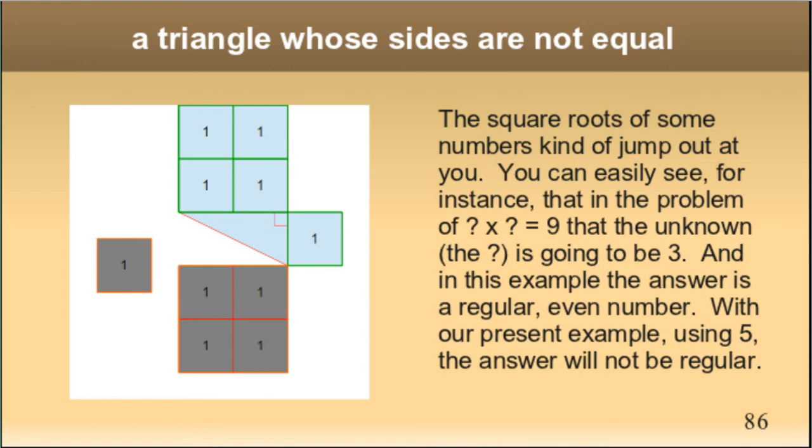And the square roots of some numbers jump out at you. You can easily see, for instance, that in the problem of whatever times whatever equals 9, the unknown, the question mark, is going to be 3. 3 times 3 is 9. And in this example, the answer is a regular even number. But with our present example using 5, the answer is not going to be regular, because 2 times 2 is 4. That's too small. 3 times 3 is 9. That's too big. It's somewhere in between.